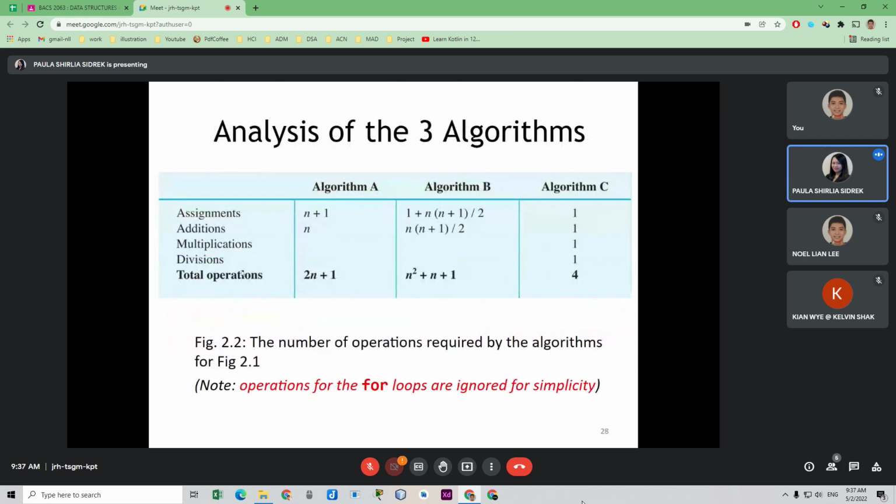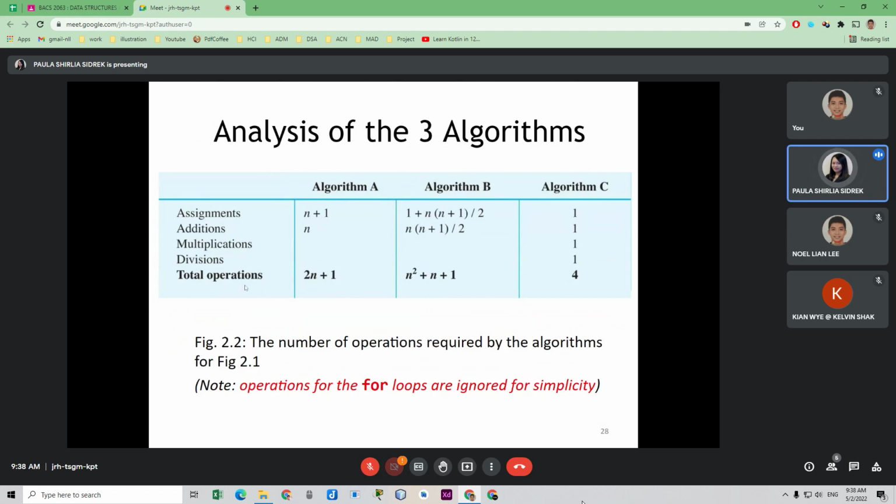Okay? All right. Next one, addition, you have n. For algorithm B, you have more complicated because you have the loop. So n multiplied by n plus 1 divided by 2. Algorithm C still maintain it 1. Multiplication and division is basically empty because that is a loop. So over here it says that loops are not counted, because we just want to see a simplified version of how you come up with the total operation for this particular A, B, and C algorithm.